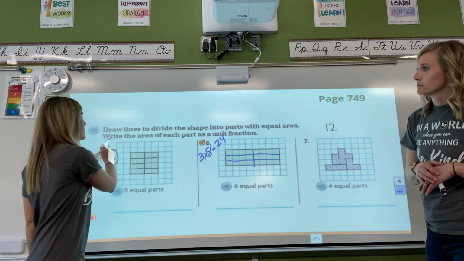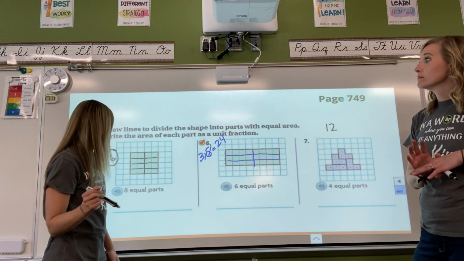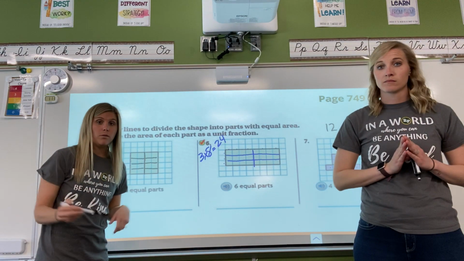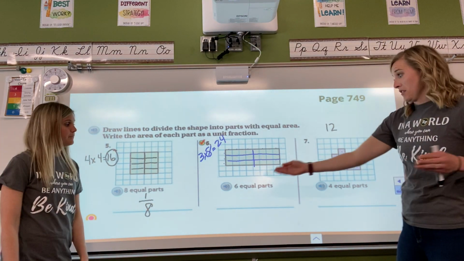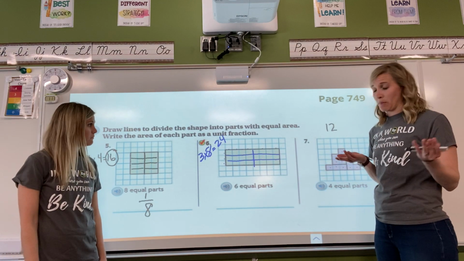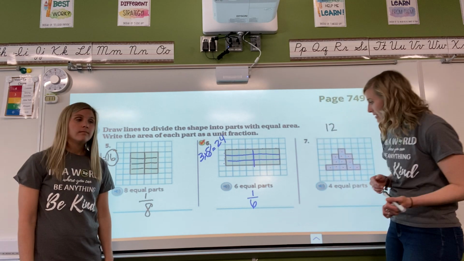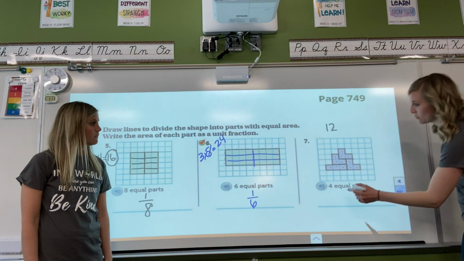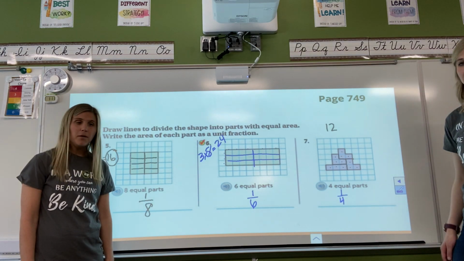Okay, now it says write the area of each part as a unit fraction. Well, we split this into 8 equal parts, so each one would be 1/8. This one we split into 6 equal parts, so each unit would be 1/6. And the last one we split into 4 equal parts, so we know that would be 1/4. There we go.